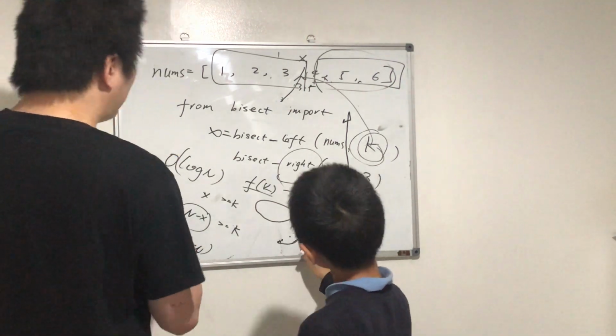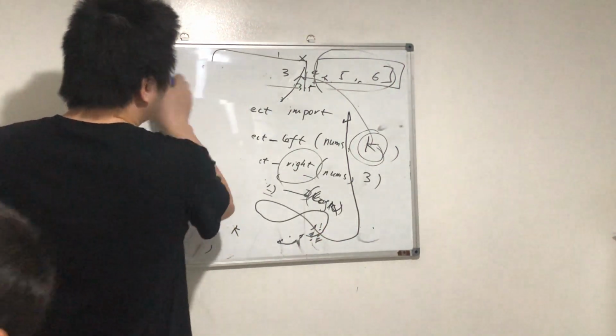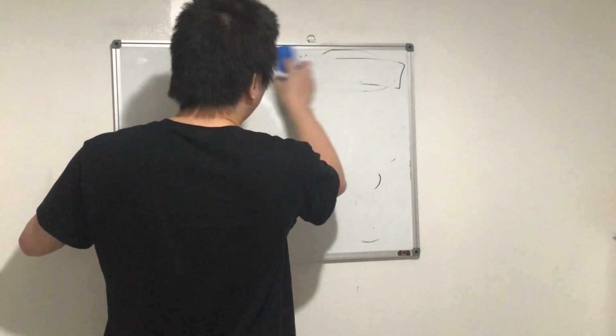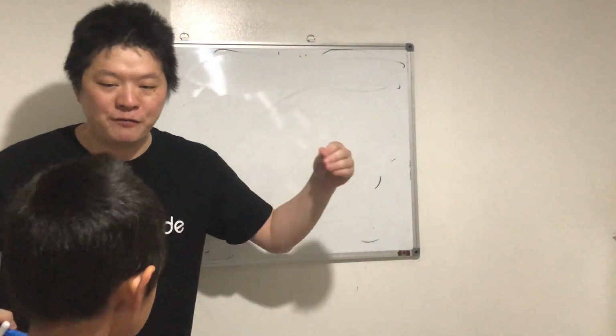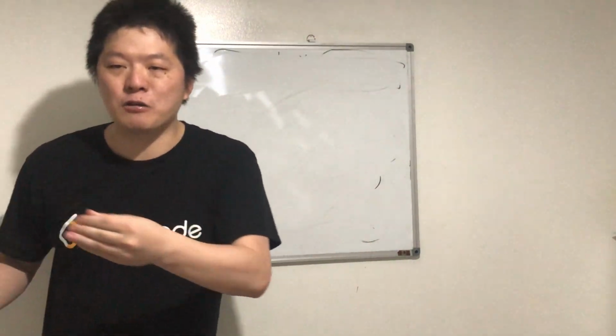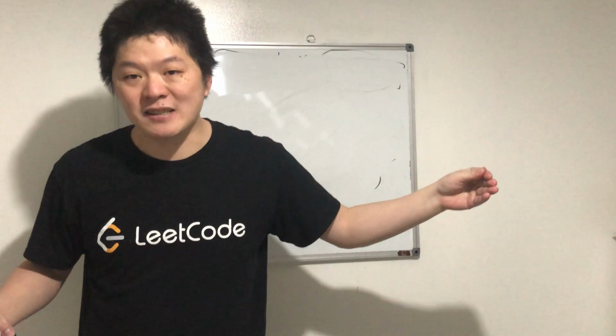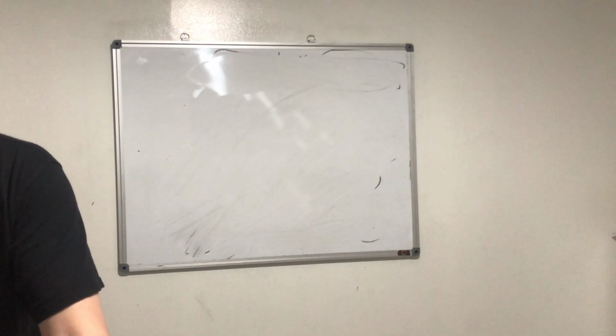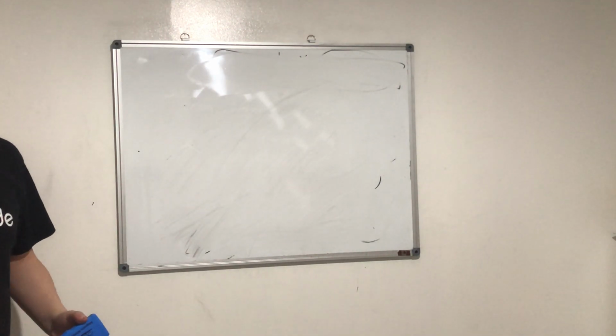Now, what's the second part we can optimize? Remember, we iterate by brute force for the k from 0 to n. But we can binary search it. Am I right? We can binary search it.